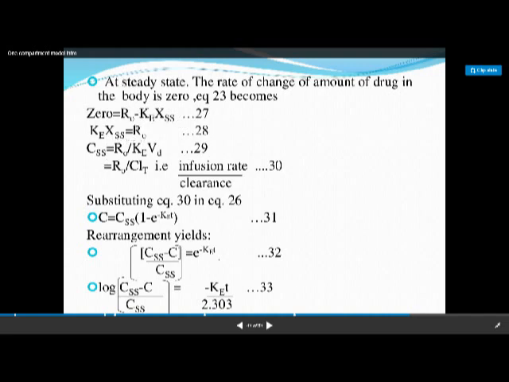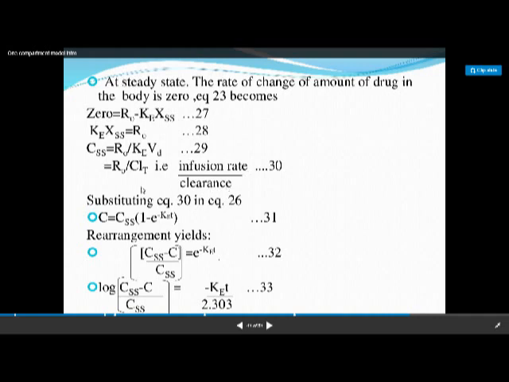Writing this equation in terms of the concentration, as we have written before, CSS is equal to R0 upon KE VD. But we know that KE VD, that is the elimination rate constant into the apparent volume of distribution, is equal to the total clearance. So CSS is equal to R0 upon CLT, that is the total clearance. So steady state concentration is equal to infusion rate upon the clearance.